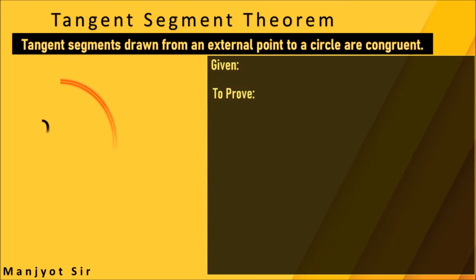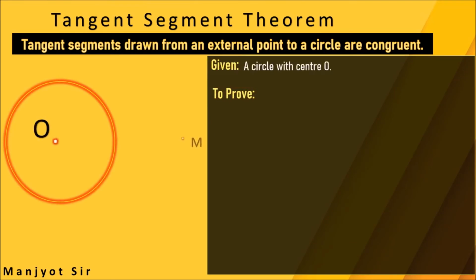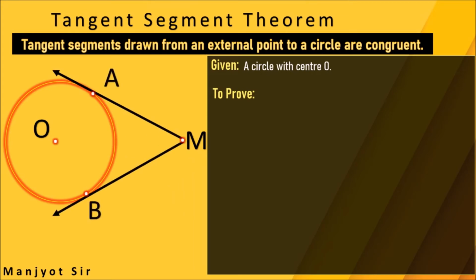That means let's first have a circle with center O, then let's have an external point M. Now we just studied that from an external point we can draw only two tangent segments. So let's draw two tangent segments, AM and BM. Now let's start writing the proof of this theorem. In given we'll write a circle with center O, and we also have tangent segments. These two tangent segments are AM and BM. Now we need to prove that these two tangent segments are congruent to each other. That means what we have to prove is segment AM is congruent to segment BM.